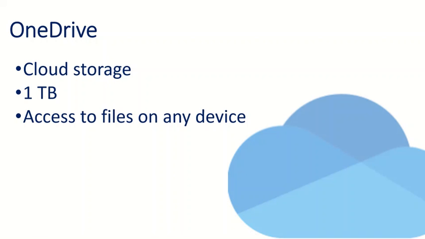Kiro learners also have OneDrive cloud storage linked to their Office 365 account. This provides all Kiro users with 1 terabyte of storage space. When you save files to OneDrive, you can access these files on any device as long as you have an internet connection, even on a mobile phone or tablet.